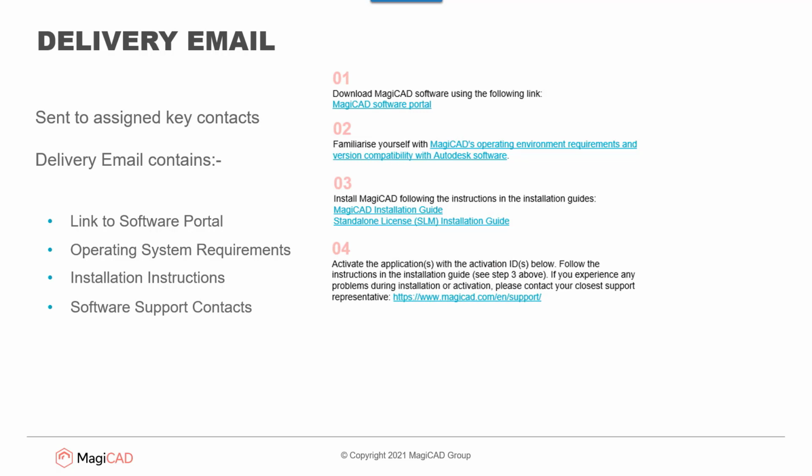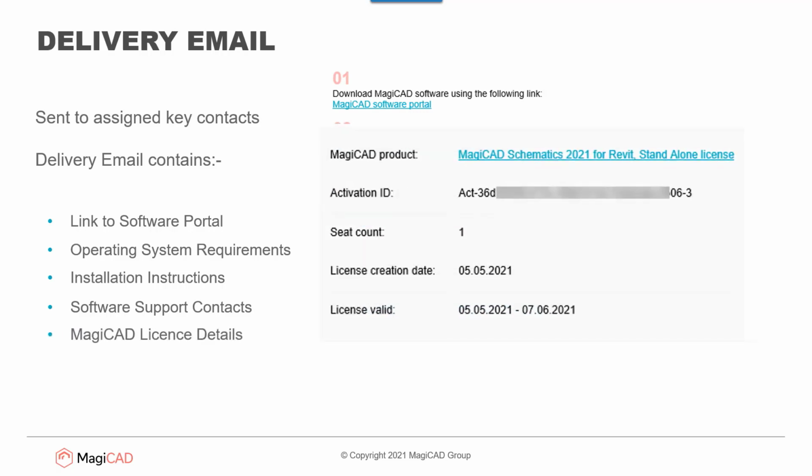We also have a link to any support contacts if you're struggling. And then you also have your license details, basically the MagiCAD product, so what license you have purchased. You'll get activation ID. You'll also get the seat count, so how many licenses you've bought. And then you'll also get the validity of your license, start date and expiry.